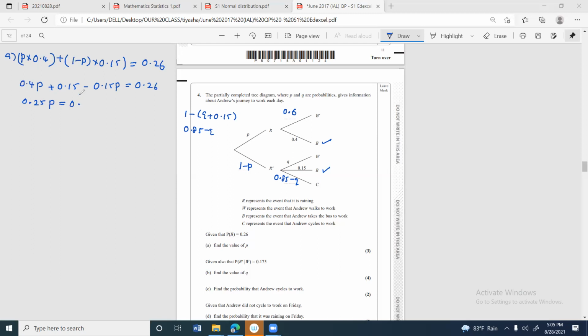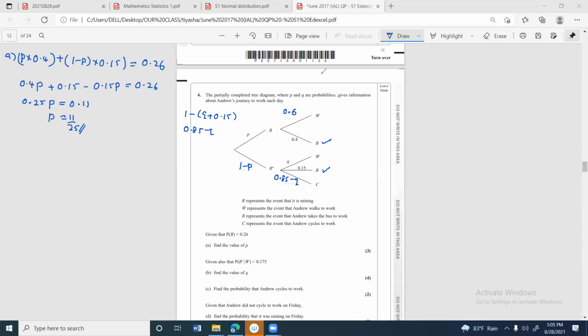Yeah, 0.11. Therefore, P becomes 11/25. Now if you want, you can simplify these with those probabilities, or just keep it. Later on, we can do this calculation with it. Given that the probability of R dash given W is 0.175. Remember how to do this question.